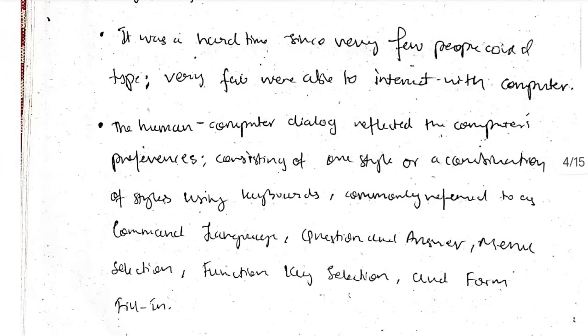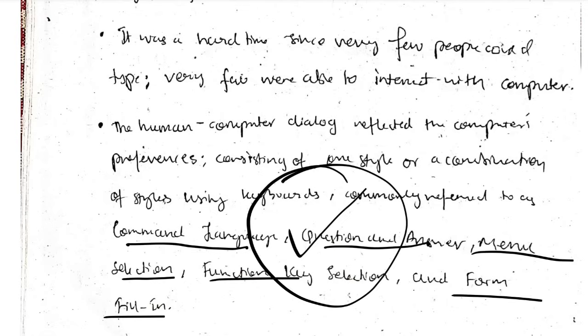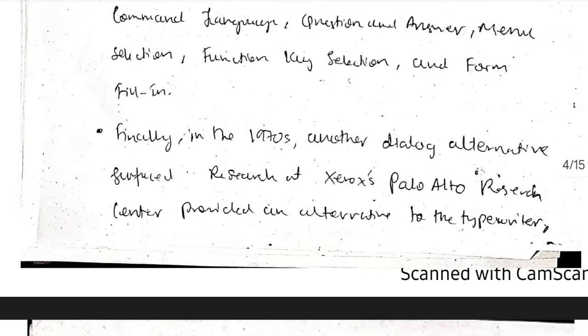Then what happened, then many people came and tried to interact with the computer and tried to find out what could be made better. So what happened is they started using the command language, question and answer, menu selection, function key selection, and form fill in. So that was one of the improvements that happened initially.